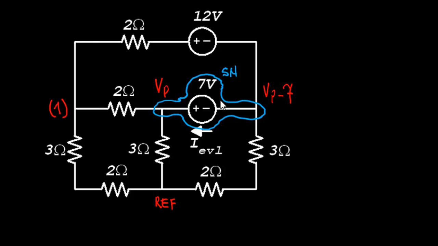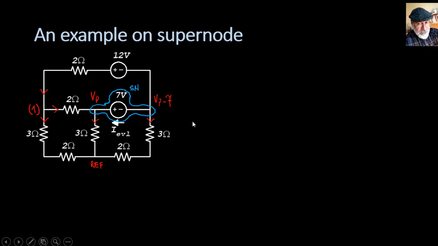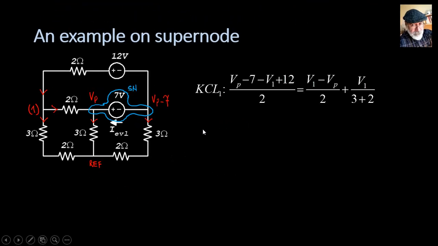Node 1, only one. Yeah, apart from the supernode branch currents, and we write KCL for node 1. Currents arriving into node 1, only the one on the top. Let's review that carefully. Voltage of the origin, Vp minus 7, minus voltage of the destination V1, plus the value of the helping voltage source 12, divided by 2, the resistance in the RB branch. That's equal to currents leaving the node, (V1 minus Vp) over 2 plus V1 divided by 3 plus 2.